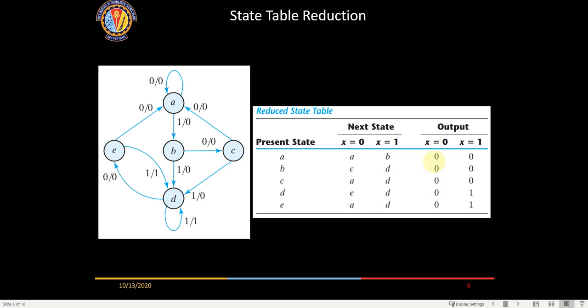And further reduction is not possible here, because if you see A B C D A D E D A D, AD is common here, but the output conditions are different for those two, so you can't merge. So this is one way of getting a reduced state table. This is method 1.